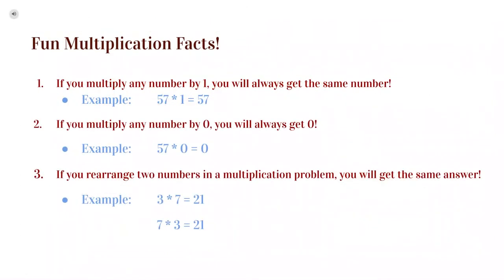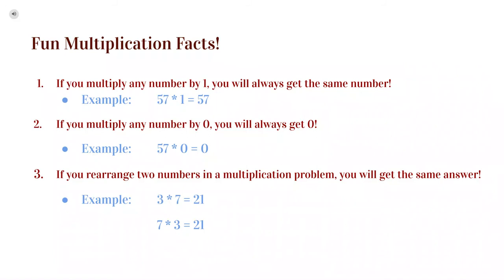Here are a few fun multiplication facts. If you multiply any number by 1, you will always get the same number again. For example, if I have 57 times 1, it will be equal to 57. And if I multiply any number by 0, I will always get 0. For example, 57 times 0 is equal to 0.